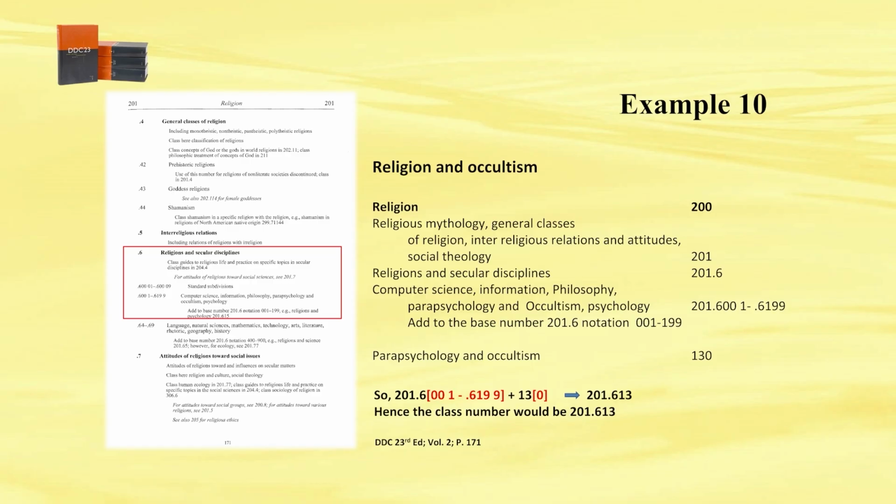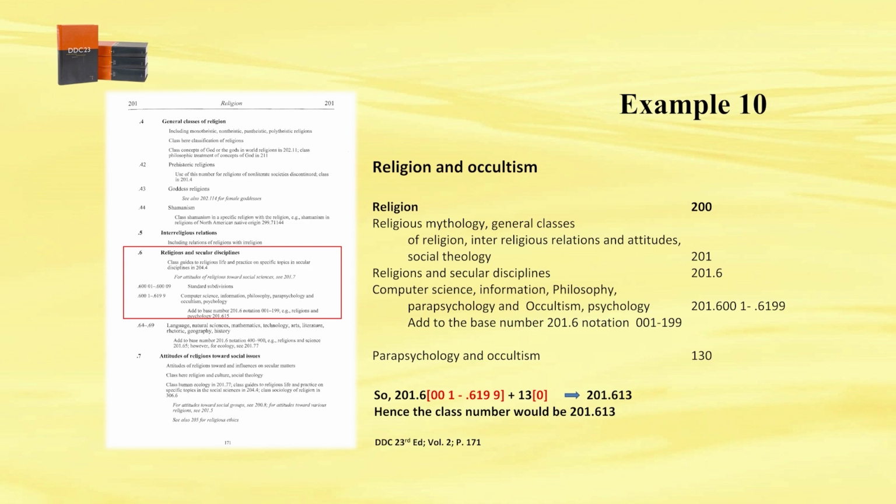So as per the instruction, we have to take the base number 201.6 and delete the next 0012.6199, and then we have to add 130 for occultism. Naturally, when the number is more than 3 digits, the last zero is not required, so we also remove the last zero. Okay, so the number will be 201.613. It will be available on page number 171 of volume 2.